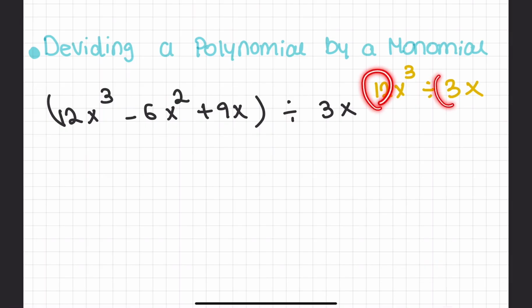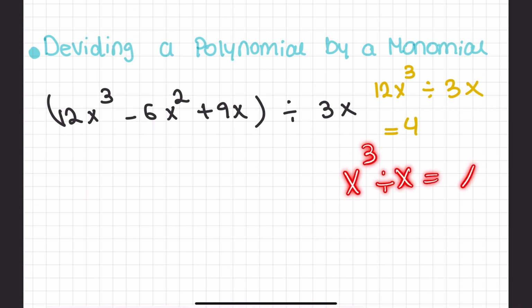First, divide the numbers. 12 divided by 3 is 4. x to the power of 3 divided by x. So you write down x. This is actually a 1. So this is going to be subtraction. So it's going to be x to the power of 2. Because it's division, when you do division, the powers are going to be subtracted from each other.